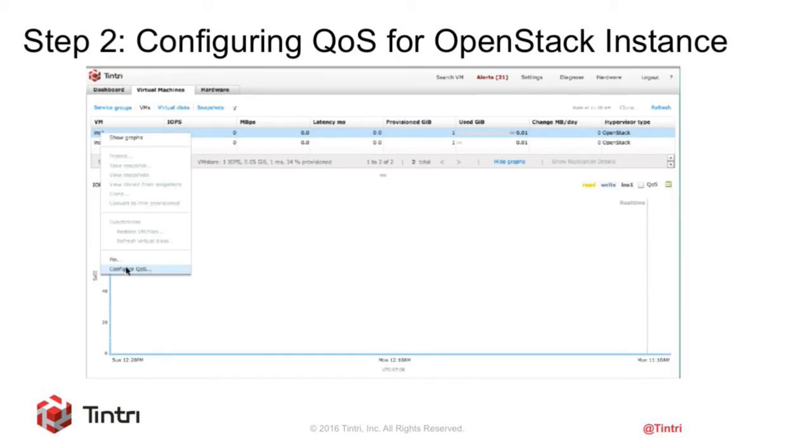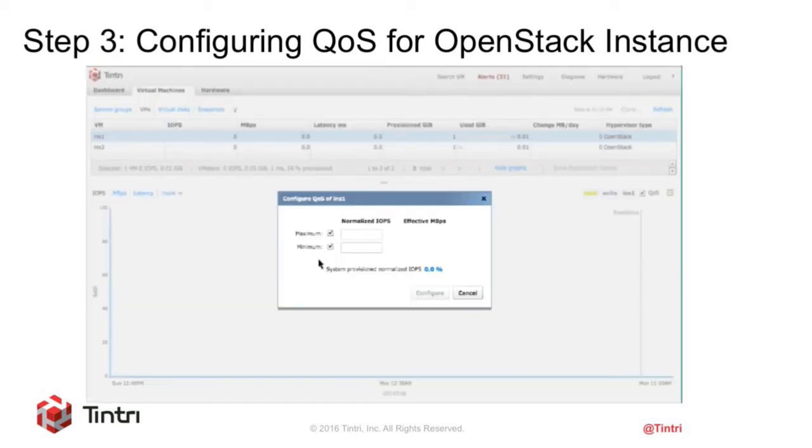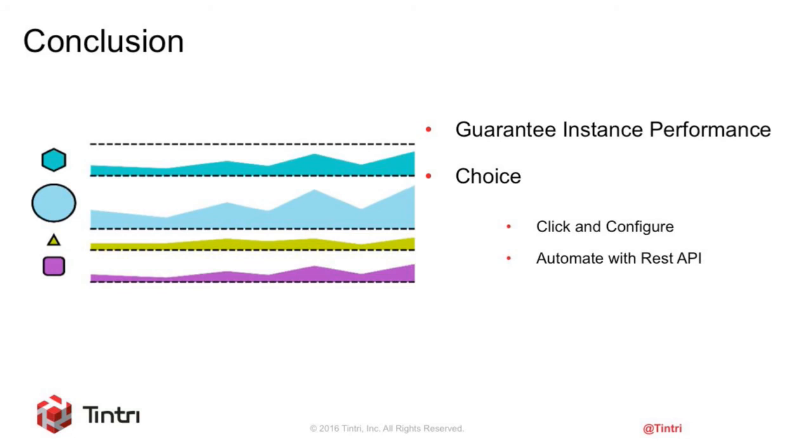How do you do it? Configure QoS, you put in the numbers, and that's it. So this is how you do it. And the conclusion is that you can give your instance, volume, and VMs guaranteed performance. The choice you have is click and configure, or automate with the REST API. So you can do any one of them.